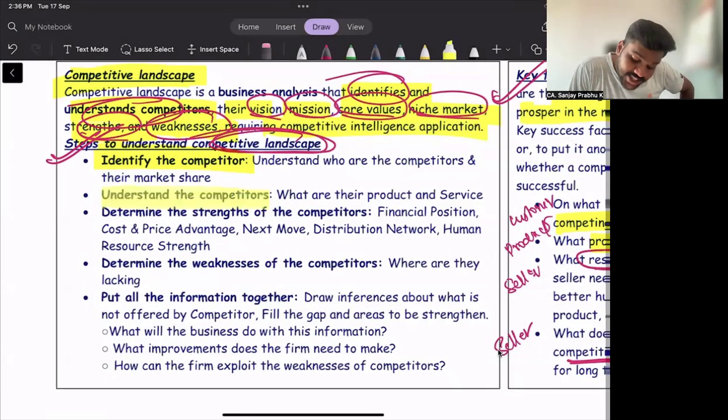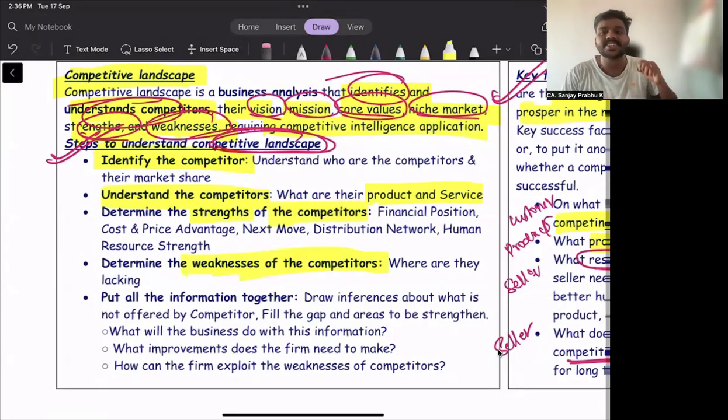Then I should understand the content. What are the products they are selling? Oh, they are selling CA, ACCA, CMA, CMA USA, CS. So I should understand their products and services. Now I have to understand what is their strength and what is their weakness. Maybe they are having huge financial powers. They are having some brand ambassadors, film actors. So what are their strengths? What are their weaknesses?